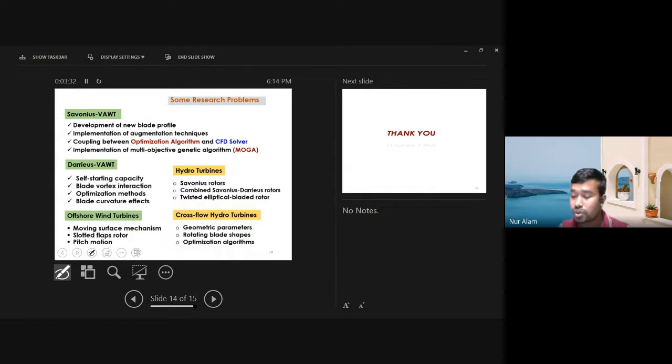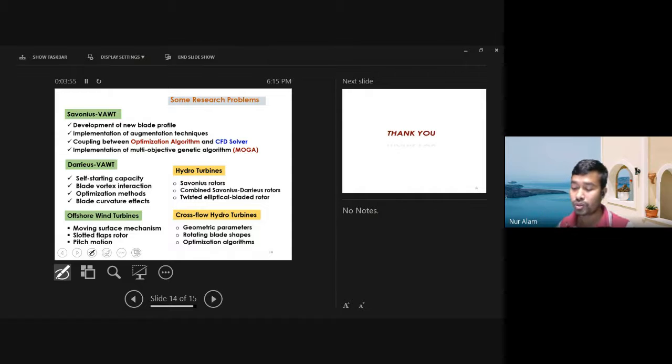Next, we'll discuss some research problems which you can directly work on. If you are facing some difficulty in choosing which problem to work on for a wind turbine, it may be a vertical axis wind turbine based on the drag force, or it may be based on the lift force. You can choose any of the problems. I'll discuss how to choose the problem. First of all, in my study, I have developed a new blade profile.